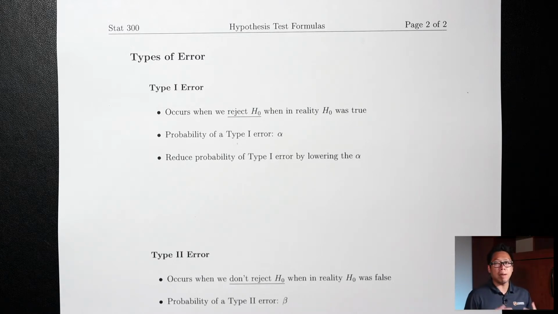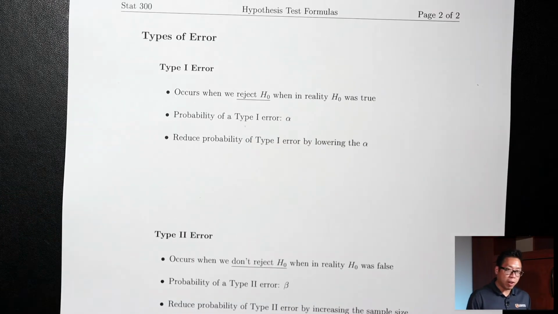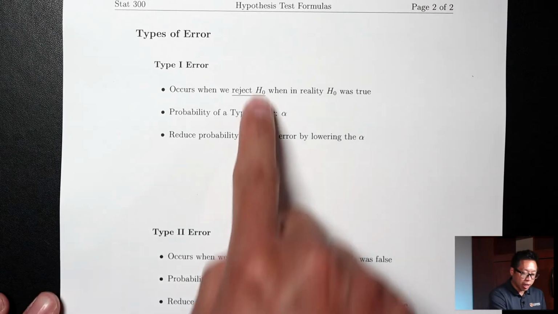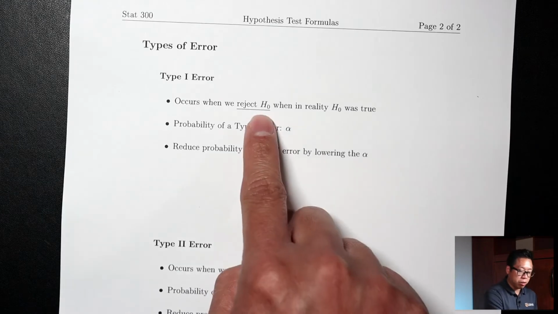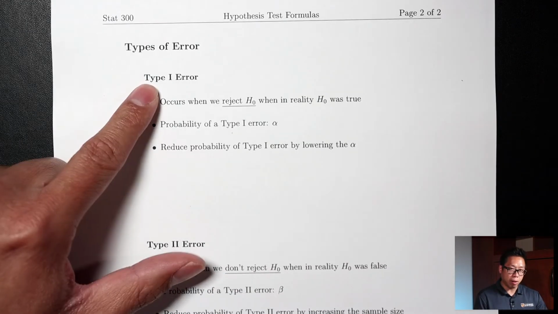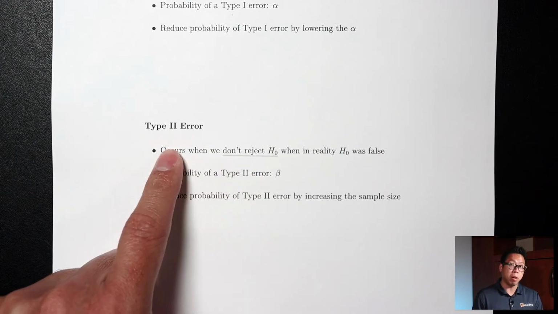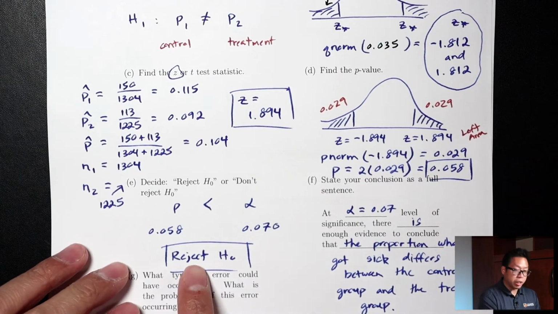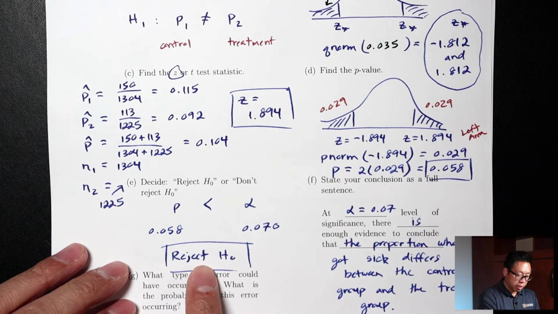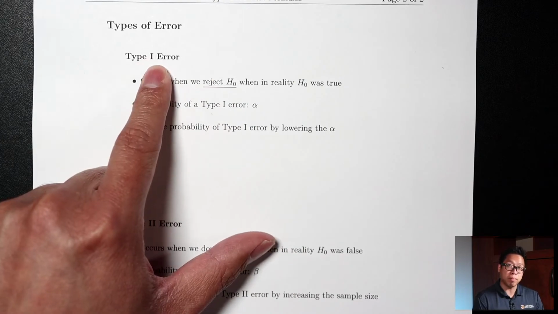So every time you're doing a hypothesis test, you could end up with either a type 1 error or a type 2 error. And the type of error depends on whether you ended up rejecting H0 or not rejecting H0. So every time you reject H0, you could be making a type 1 error. Every time you don't reject H0, you could be making a type 2 error. So in our example 1, we ended up rejecting H0. So every time we reject H0, we could have made a type 1 error.